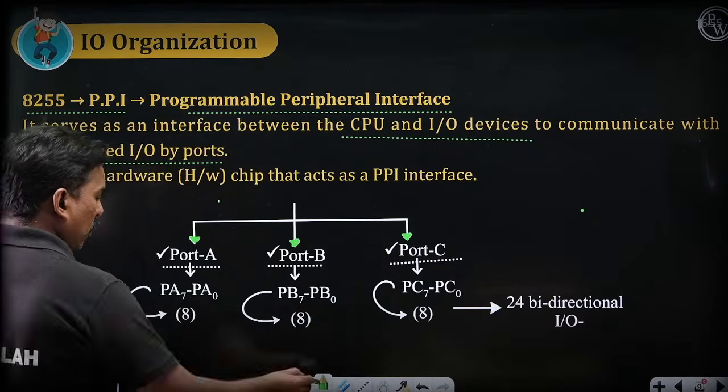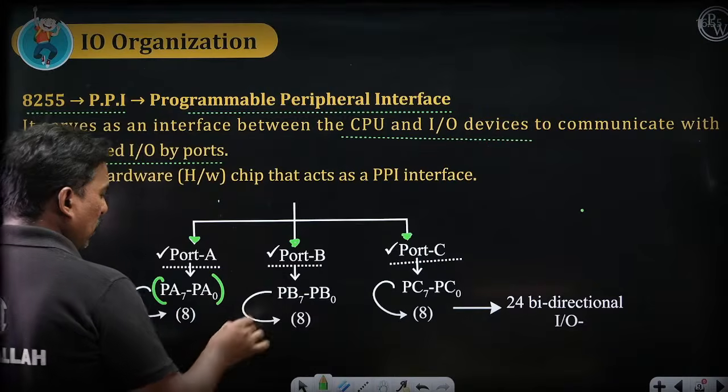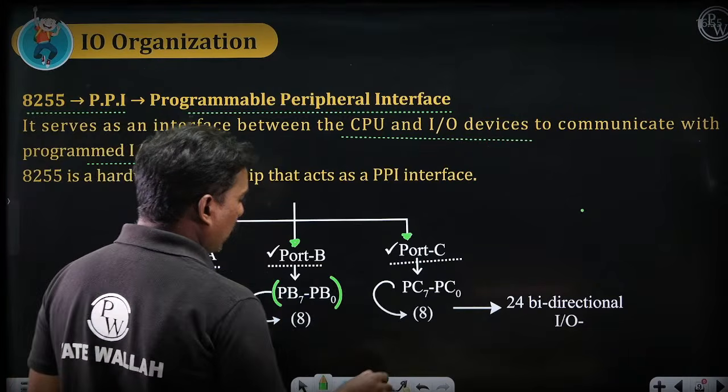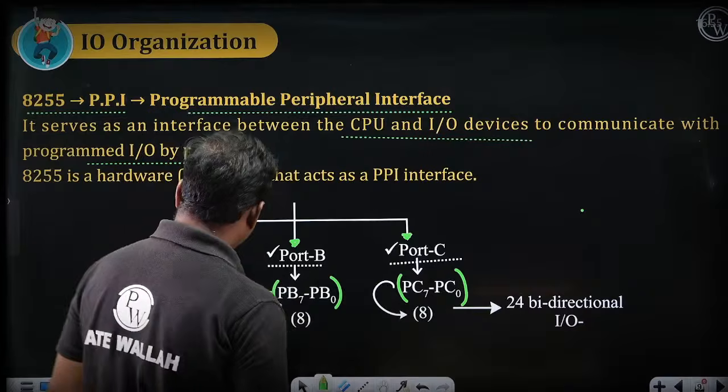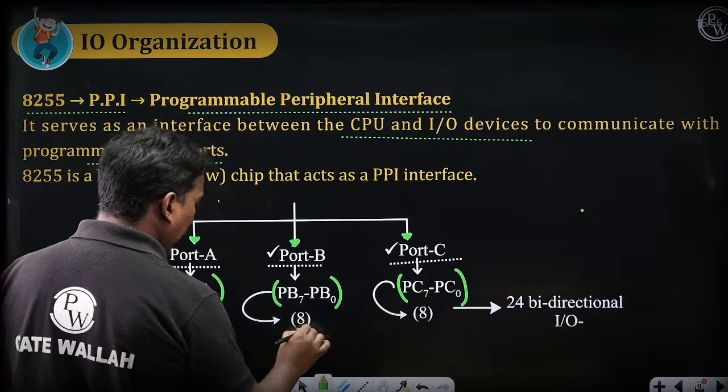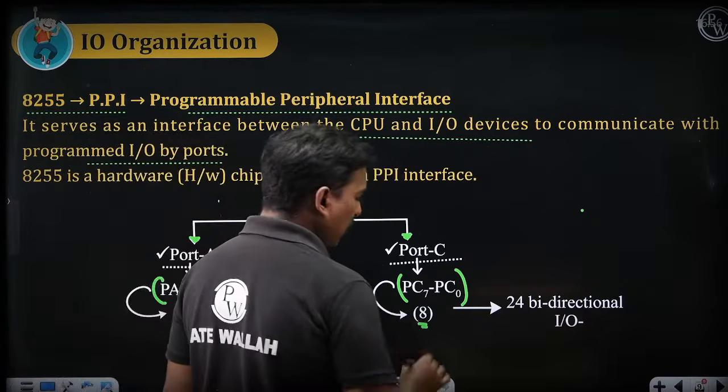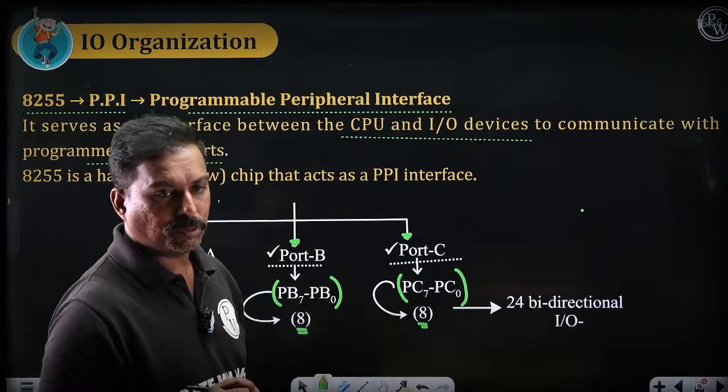Port A is port A0 to port A7. This is port B0 to port B7. This is port C0 to port C7. So these are 8 pins here, 8 pins here, and 8 pins here. So total 24 pins. समझ में आपको?